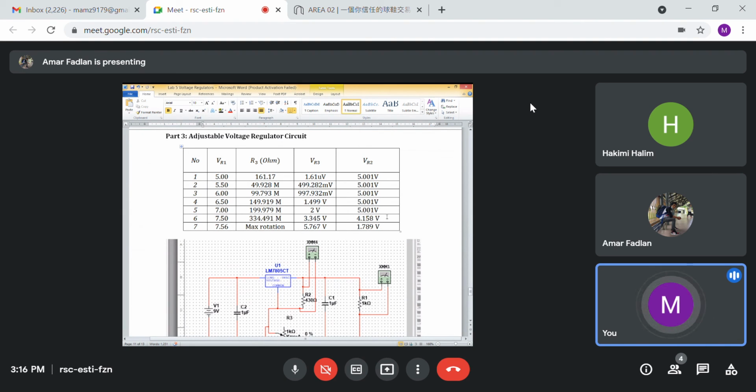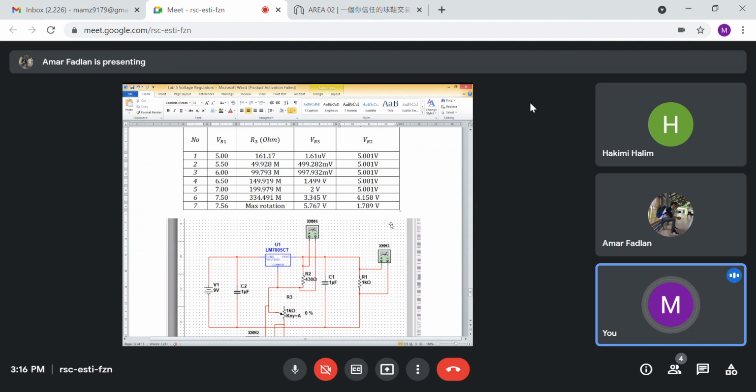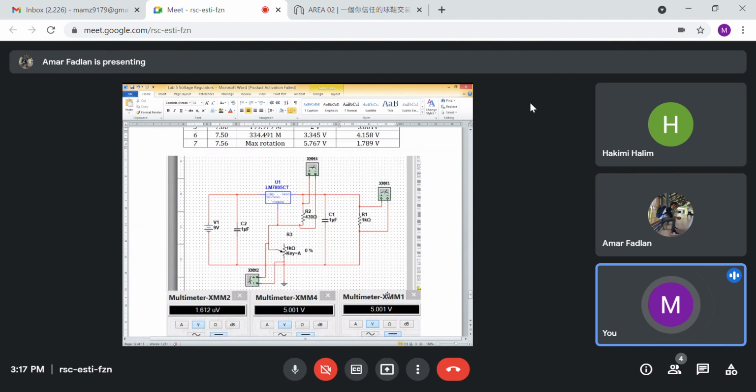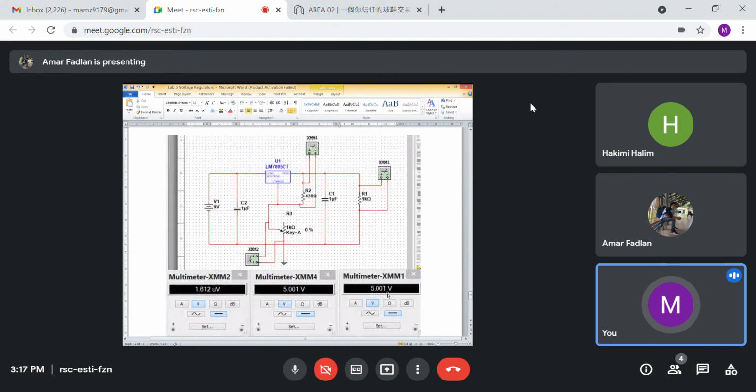This is because of the IC and the adjustable potentiometer. This is the circuit that I have done in Multisim, as the result that we achieved.